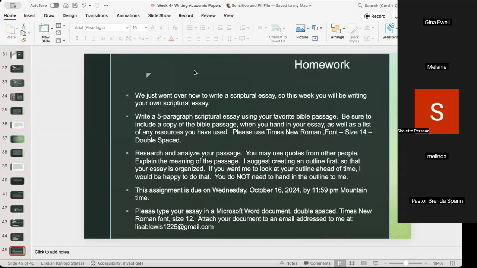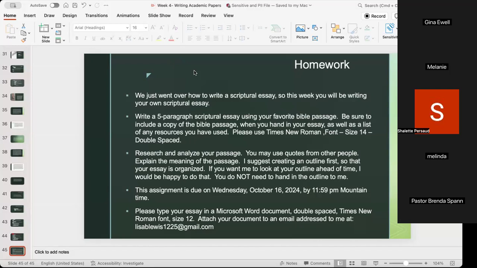So this is our homework assignment. We just went over and talked about the scriptural essay. So you're going to be writing your scriptural essay. You're deciding who your biblical person is that you want to be writing about, and you're choosing a passage from the Bible that supports or discusses that biblical figure.